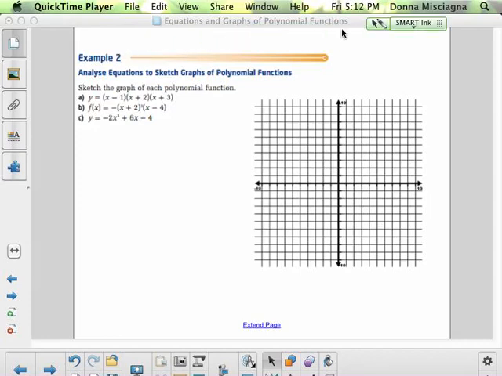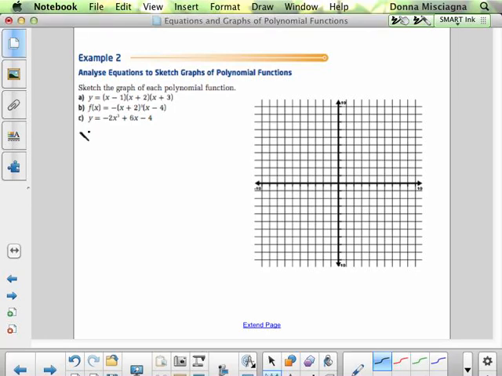All right, so now let's graph this one. We're going to graph y equals (x minus 1)(x plus 2)(x plus 3). This is already in factored form, which means to find our x-intercepts, we just merely need to set the factors equal to 0.